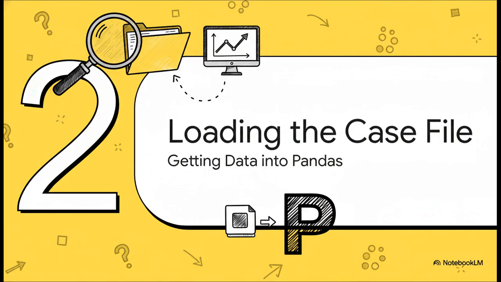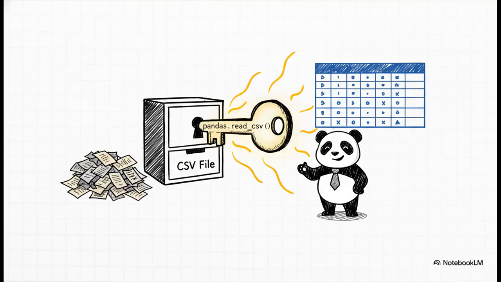Okay, time to put on our data detective hats. The very first step in any investigation, right? You gotta open the case file. For us, that means loading our raw data from a file right into our programming environment. And the magic key to unlock this case file is a really simple but super powerful command: pandas.read_csv. CSV just stands for comma-separated values. It's a super common universal format for data tables. And believe it or not, this one little function is all it takes to get our evidence loaded up into Pandas.